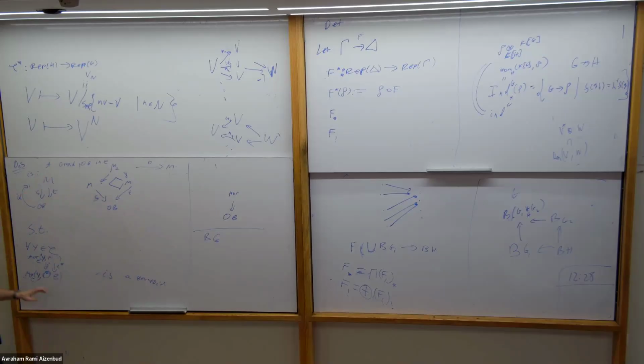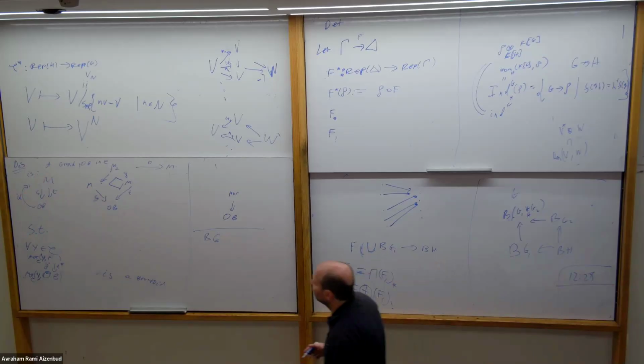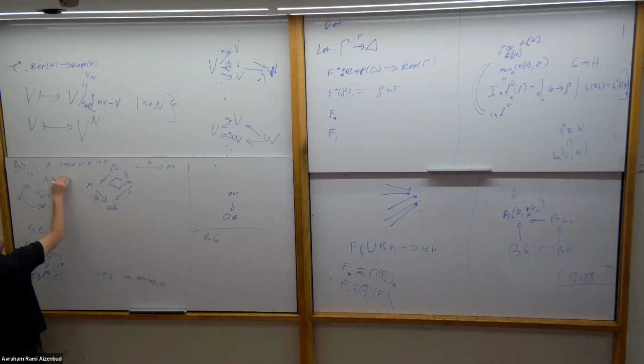I probably need also the inverse map. So we also have an inverse map. I don't just want to say that the inverse exists, I want it to be a morphism in the category.